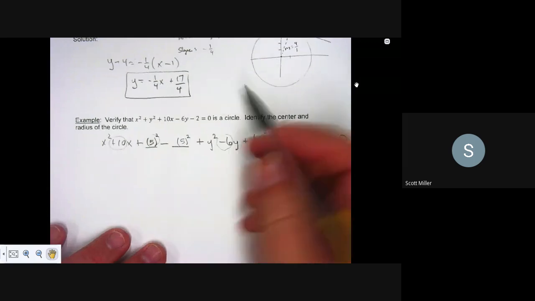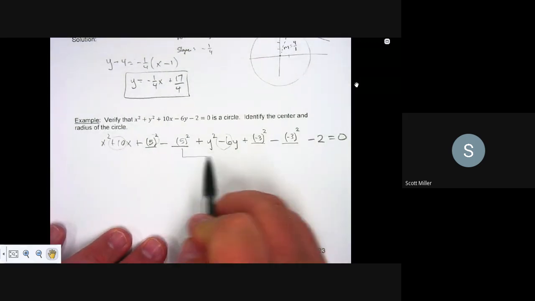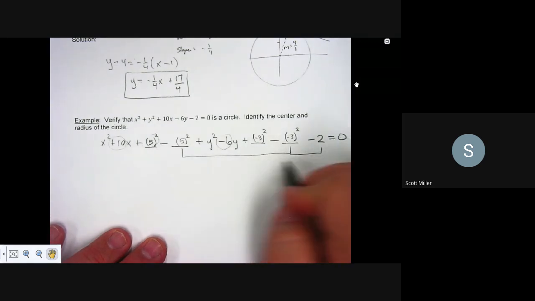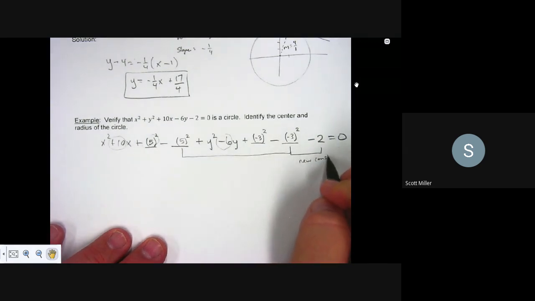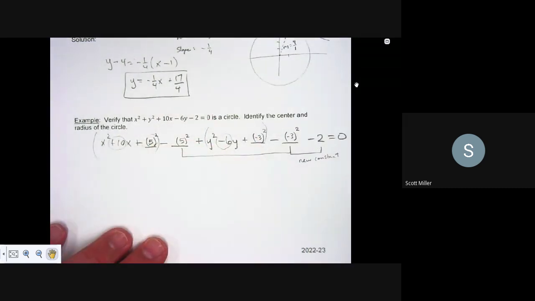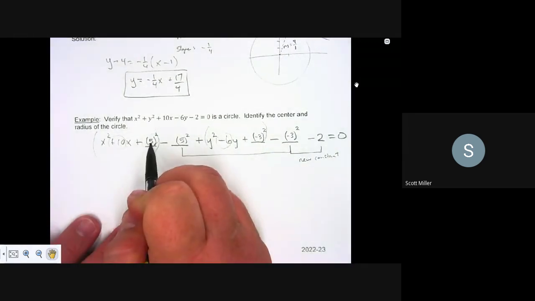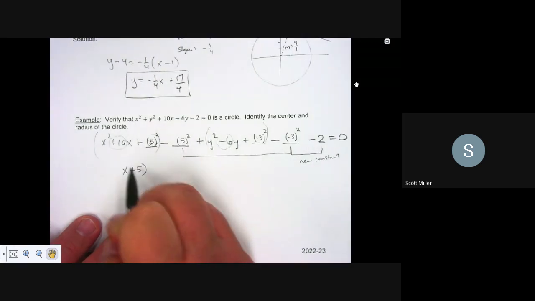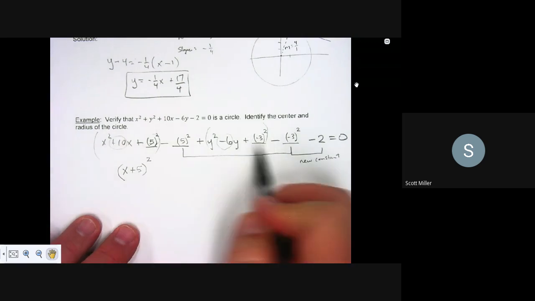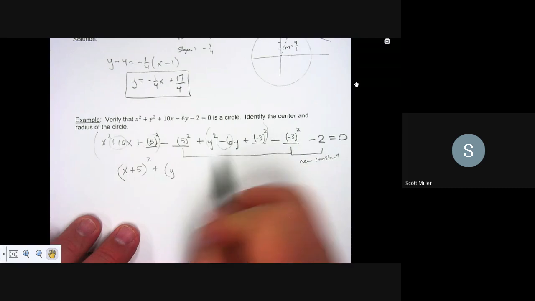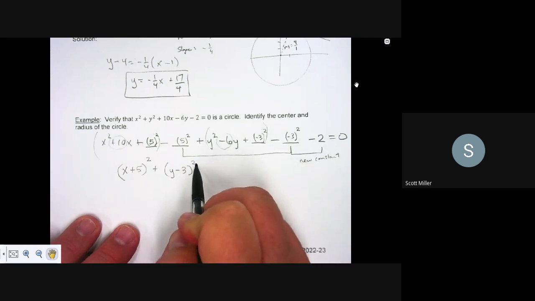Now, what we're going to do is these three numbers are going to combine into a new constant. These are going to become a new constant. This number group and this group are going to become the x minus h and the y minus k. Here's how it works. The number that's in the parentheses is what you're going to use. So it's going to be x. Since this is positive 5, you're going to put plus 5 squared. This over here is going to become another one for y. It's going to be y minus 3 squared.